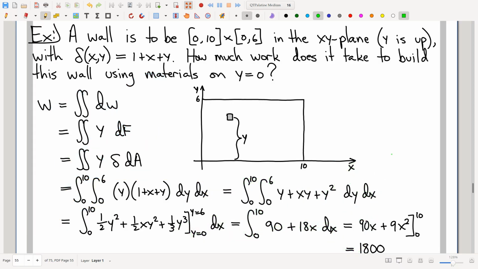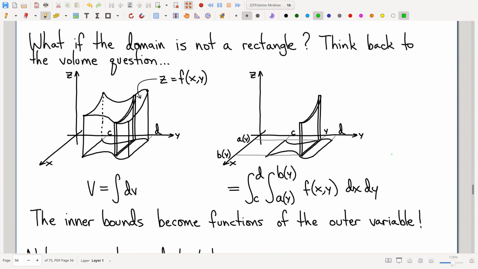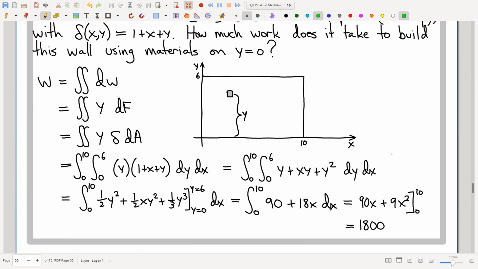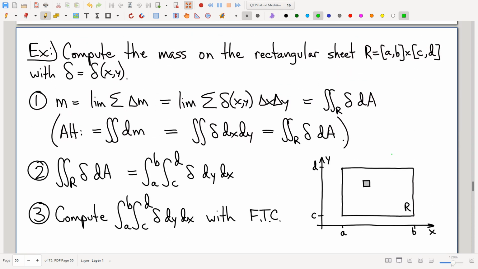Okay, so next thing, we're going to move on and talk about a very significant question. What if the domain's not a rectangle? This is a very reasonable question. Sometimes you build walls that aren't rectangular shaped. Sometimes mass is distributed over regions that are not rectangular shaped. Sometimes populations are distributed over states that are neither Wyoming nor Colorado. What if we want to compute the population of Wyoming? That's fine, and we've got the tool to do it at this point. But if you want to compute the population of North Carolina, well, that's not a rectangle, and we don't have the tool.